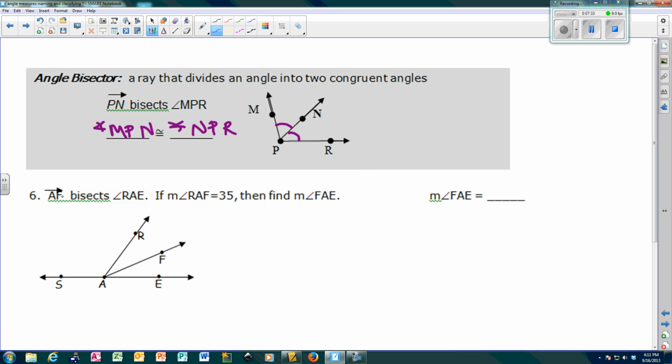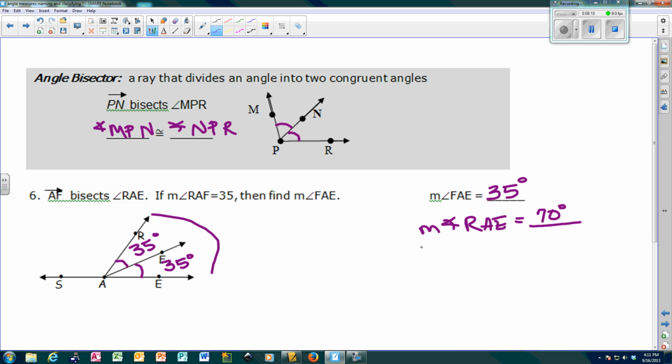So if ray AF, so here's ray AF, bisects angle RAE, that means this piece is equal to this piece. If RAF is 35 degrees, then what is FAE? Well, if these two are equal, then isn't FAE also 35 degrees? So I would say the measure of angle FAE is also 35 degrees. Now, what is the measure of the whole thing? What is the measure of angle RAE? Well, we would add them together and we would get that the whole thing is 70.